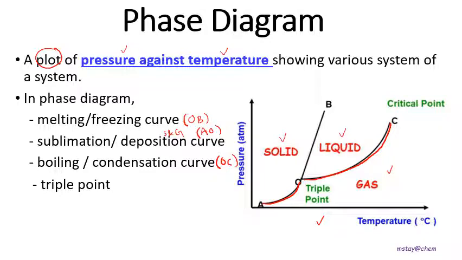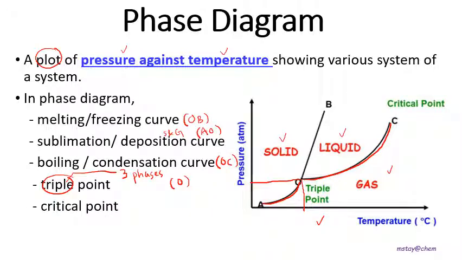Next, from the phase diagram here, we are able to identify the triple point. As shown by the name, triple means three. Basically, the three here refers to the three phases of the substance: solid, liquid, and gas. So this point O is referred to as the triple point. At this temperature and this pressure, the substance will be present as a solid, liquid, and gas mixture.